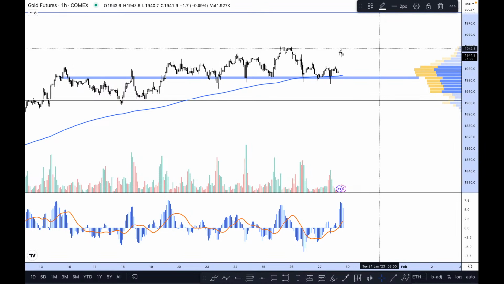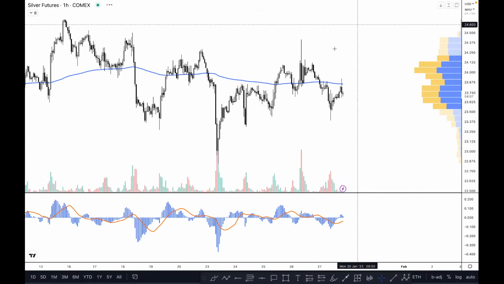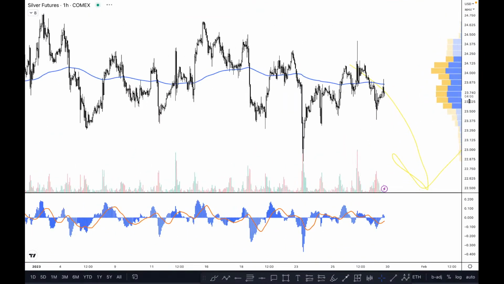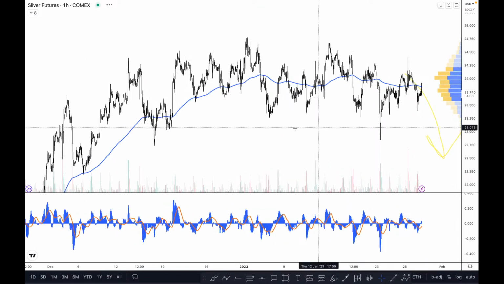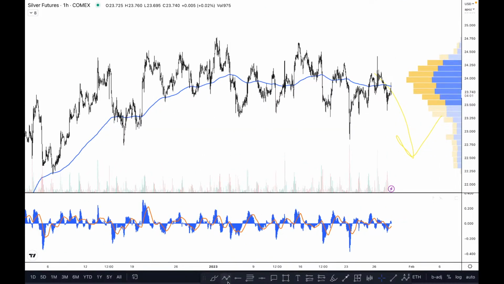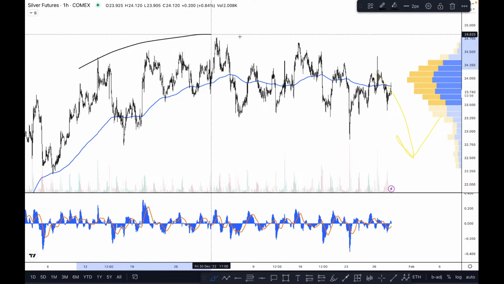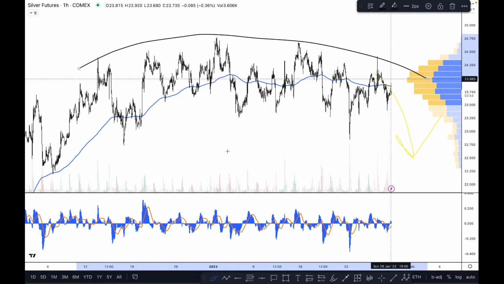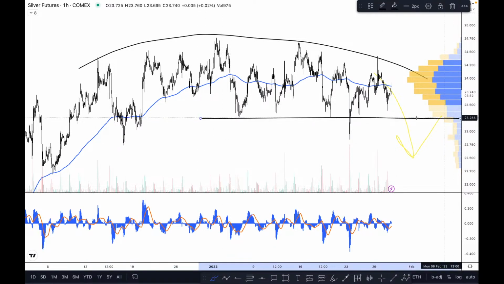All right, and then silver needs to confirm with this to drop. So this is looking good. Silver's still in this distribution. Okay, so as long as silver stays in this perfect little rainbow and then drops out, we're looking good on gold.